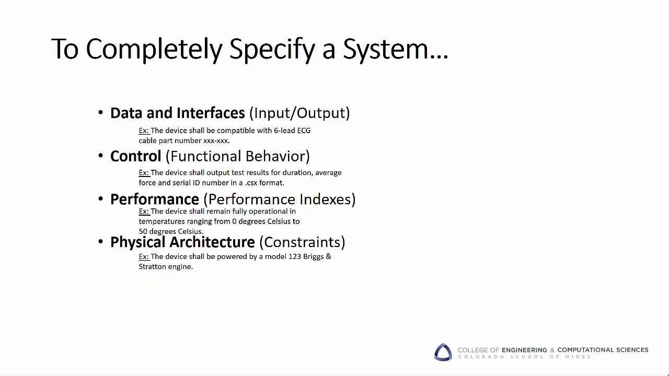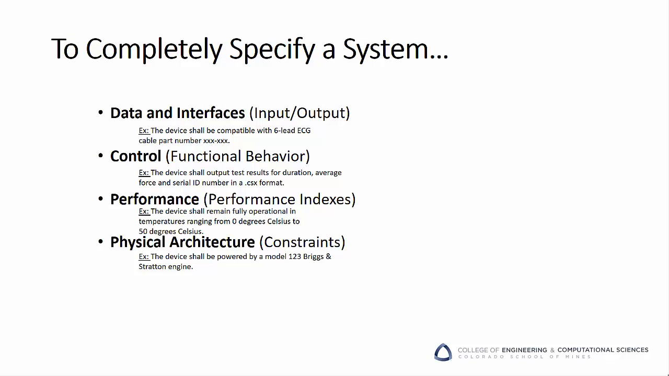But that doesn't really mean we know that we've captured the whole picture. If you really want to understand a system of any sort, you need to understand the big picture. And systems engineers talk about 4 major areas: data and interfaces, also called input-output, control, or functional behavior, performance, and physical architecture, often referenced as constraints. We've introduced tools to help you look at these areas in other modules.